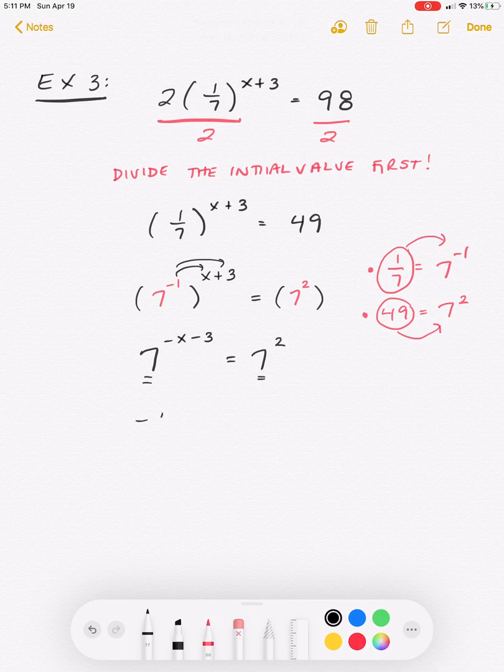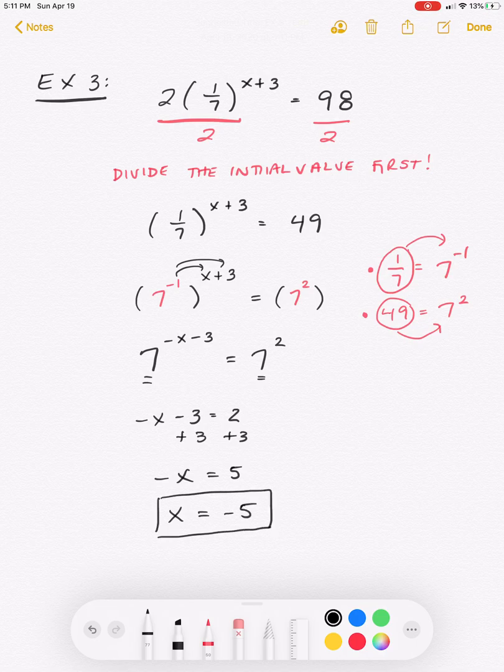And I got base 7. Set your exponents equal to each other. Add 3 to both sides. I get -x equals 5. Divide both sides by -1. X equals -5. You could plug it back in on a progress check to see if you did it right, or on your homework, I've got answer scrambled for you.